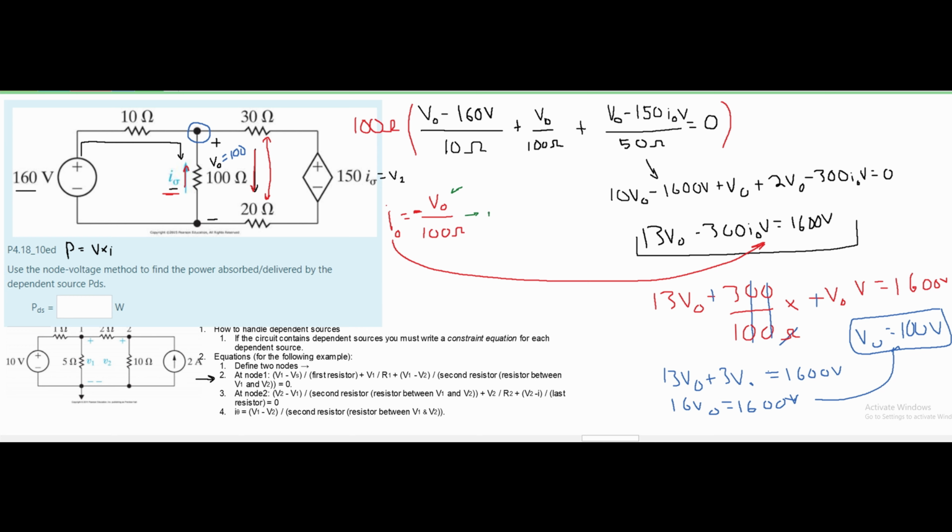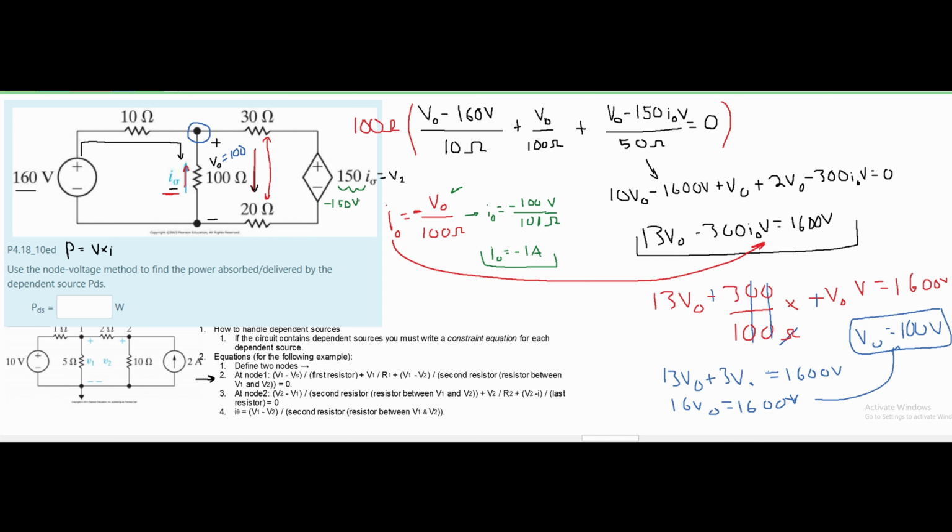So we're going to get that our I naught is equal to negative 100 volts divided by 100 ohms. Volts over ohms is amps, and 100 over 100 is just 1. So we're going to get that our I naught is equal to negative 1 amps. This is our I naught. So that means that the voltage of V2 is going to be negative 150 volts.